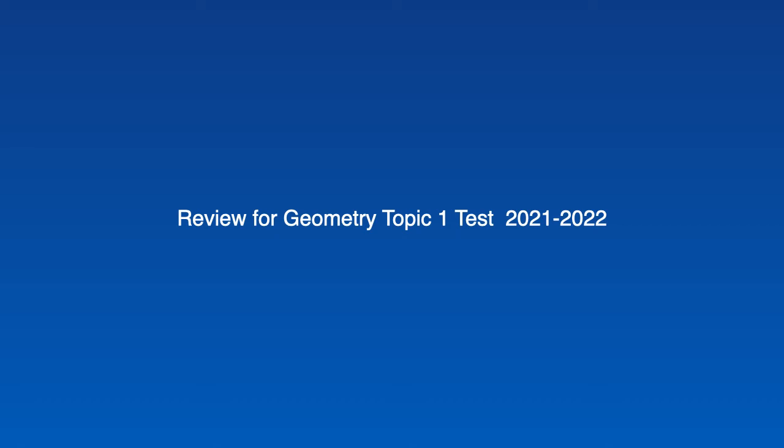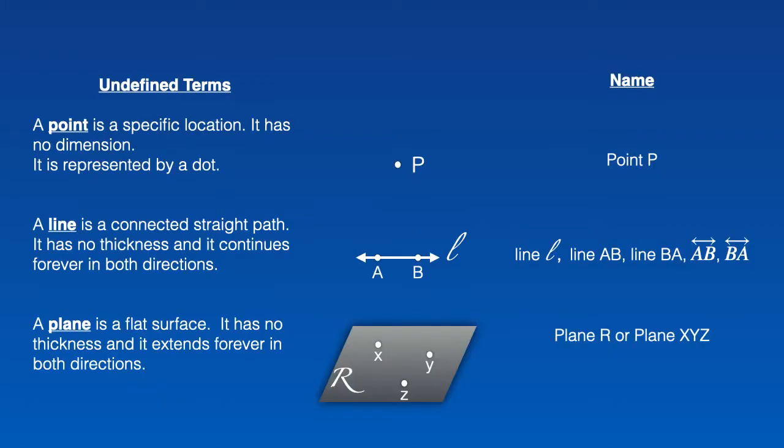Review for Geometry Topic 1 test. Okay, at the beginning of this review, I have listed several different definitions. Make sure you know all these definitions for the exam because there are a few questions on the exam about these definitions. On this slide, I have the three undefined terms that we went over at the beginning of the year: point, line, and plane.